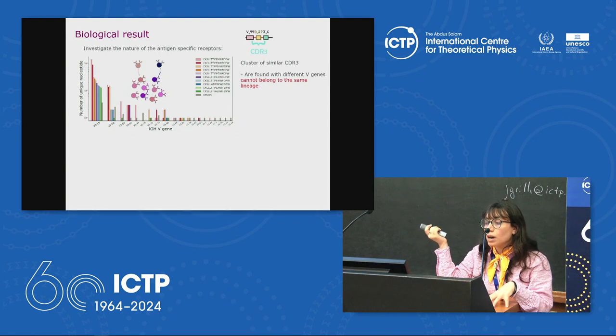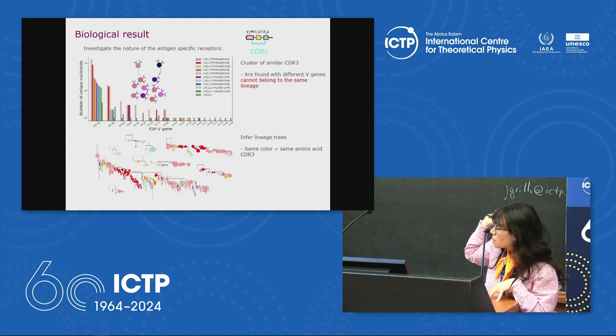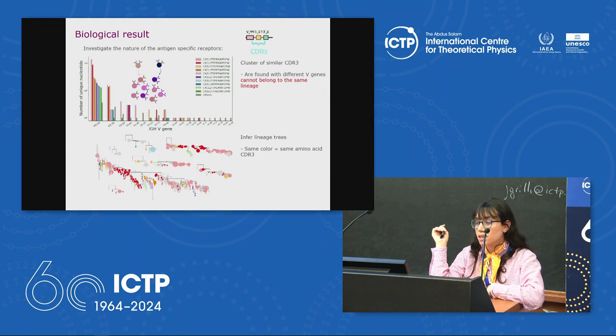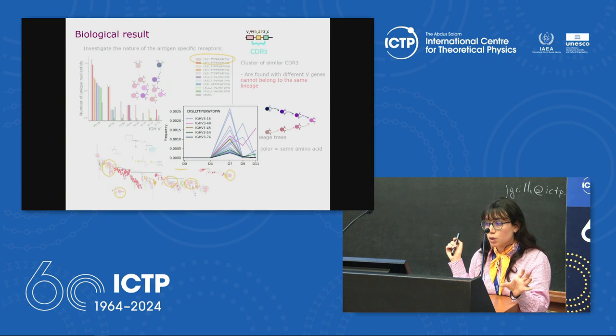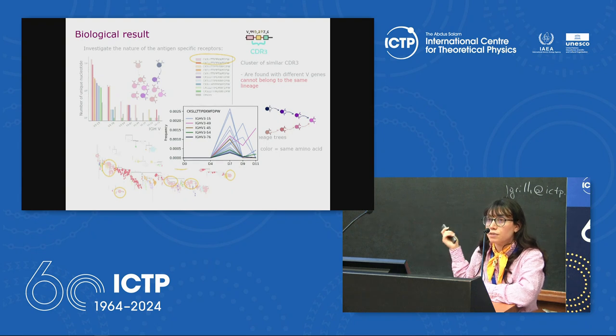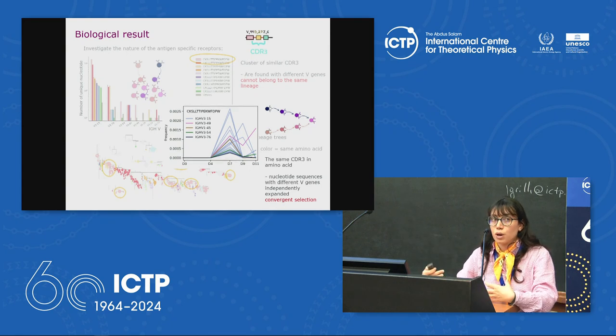And in particular, we went further and we inferred the lineage trees associated with the same cluster. Here the color code means same amino acid CDR3. Again, this was very nice because we inferred these lineage trees and we actually saw some structure and some overlap between these different lineages. If we focus on only one amino acid sequence and look at the trajectory of only this amino acid sequence through time, we can see that all the nucleotide sequences associated with this amino acid sequence independently expanded through time. And here the different colors are different V genes, so there is really a hint of something going on, some different ancestors that under some selection pressure arrived at the same amino acid CDR3. And that was very surprising for us.